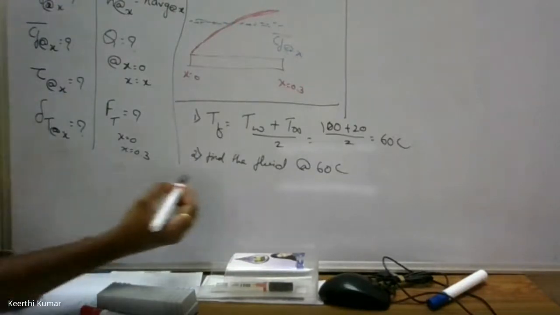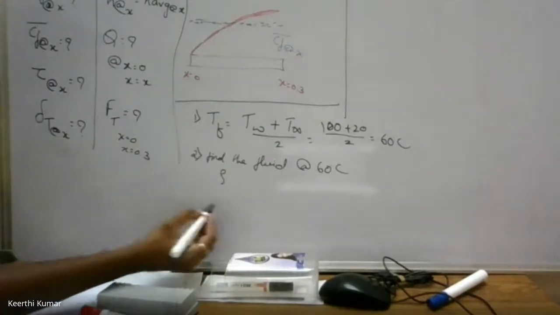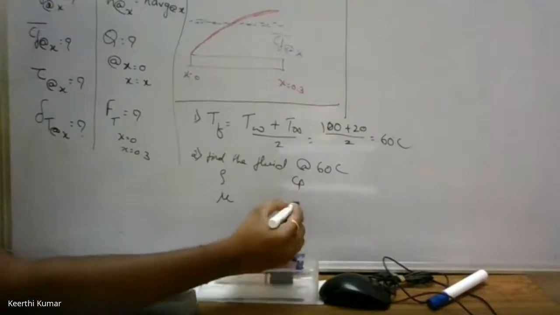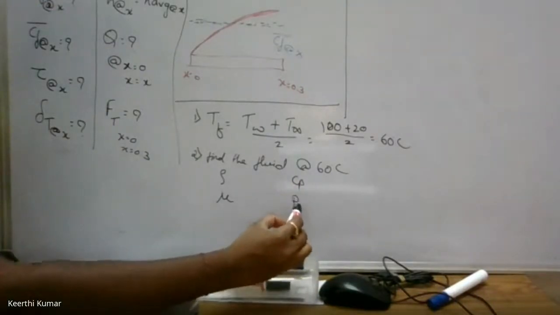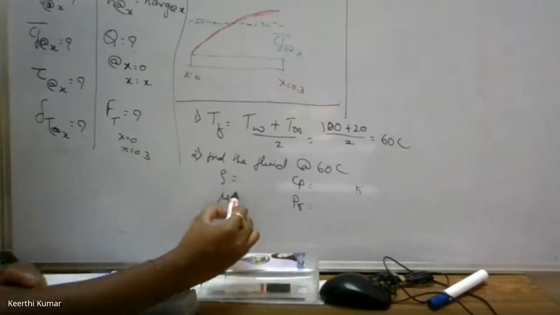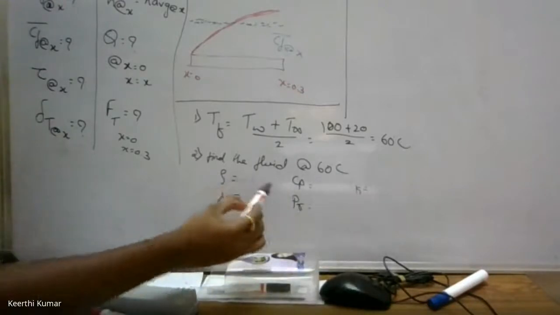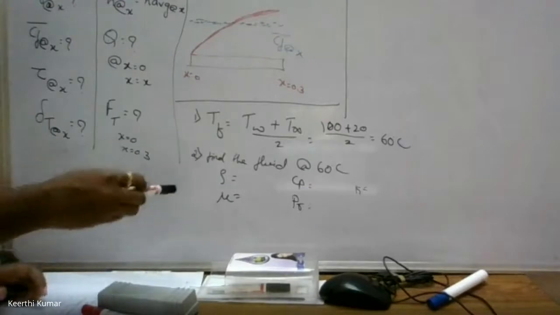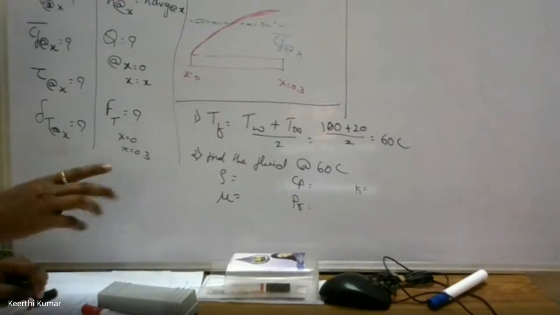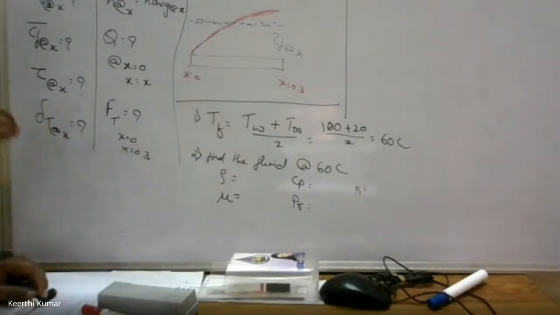What are the properties required? Rho is mandatory. Mu is required. Cp is required. Pr is required. K is required. If we take these 5, that is enough. There are so many others, like tau and alpha, kinematic viscosity, and one more, but those are not required. Only these 5 are important to solve the problem.